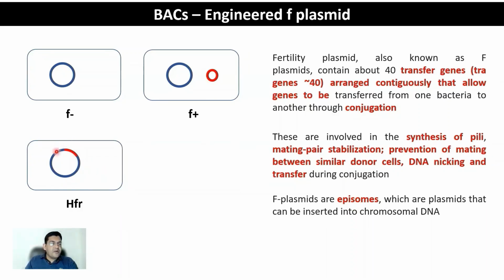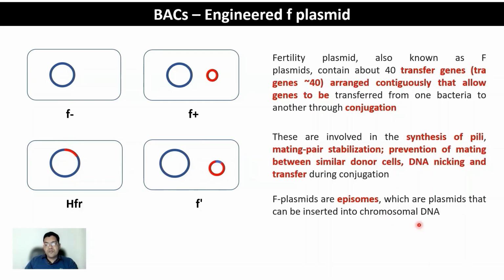So as the episomal form of the F plasmid excises, sometimes the excision is not perfect, and what can happen is that it excises with parts of the host chromosome along with it. So in such cases, it is called the F prime plasmid, right? So F plasmids are episomes, which are plasmids that can be inserted into chromosomal DNA. The F plasmid is large, around 100 kb in length, and as I said, they have around 40 transfer genes. For the F plasmid to work as a vector, it is engineered, and all transfer genes in the F plasmid are removed. So BACs are engineered F plasmids without transfer genes.